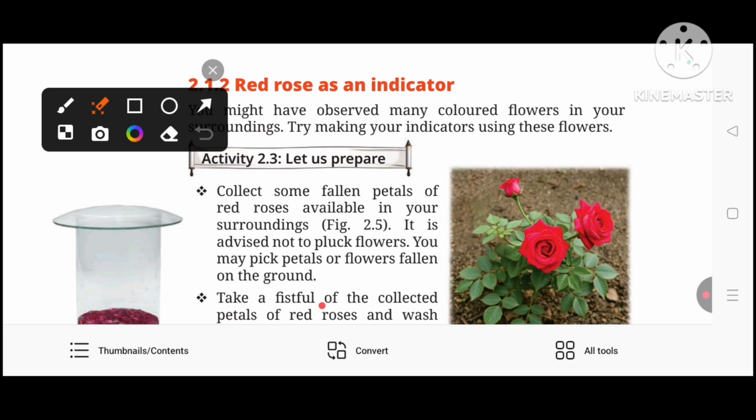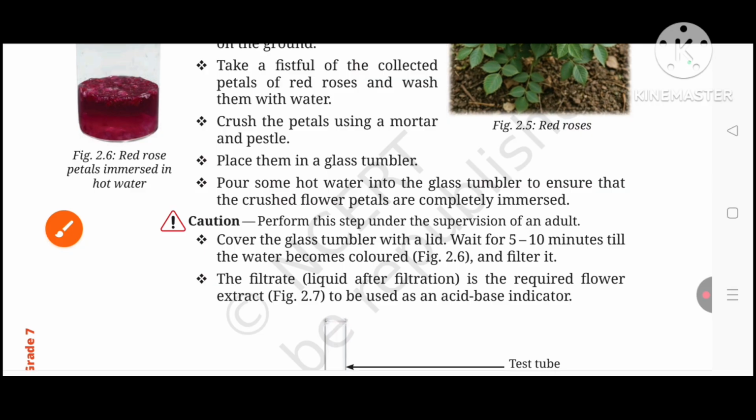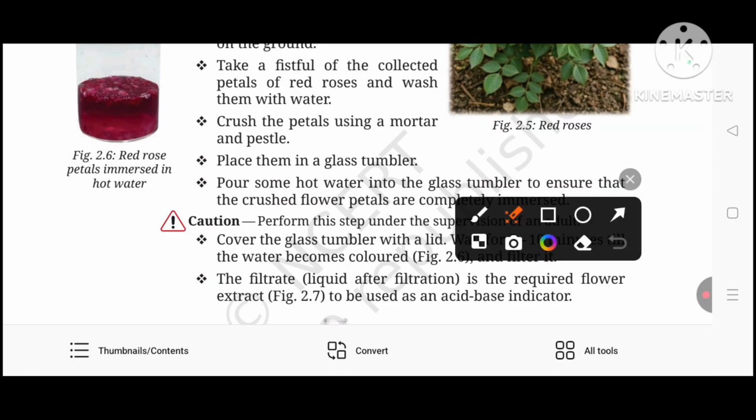Take a fistful of the collected petals of the red roses and wash them with water. Crush the petals using a mortar and pestle. A mortar and pestle is a stone pot with a stone, and it is a traditional grinder. Crush the petals using the mortar and pestle.